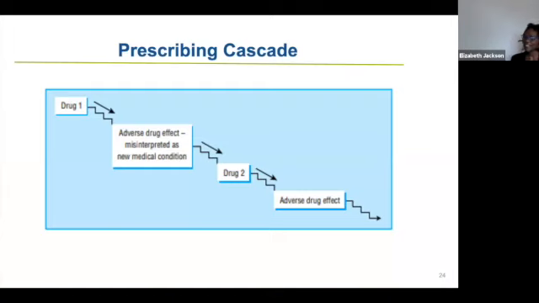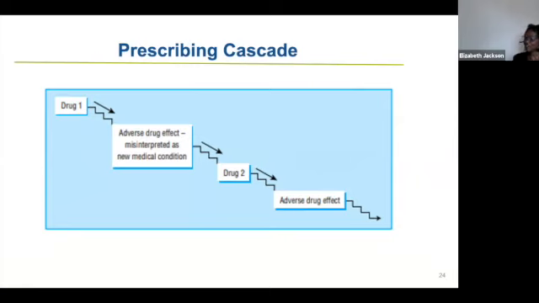A prescribing cascade occurs in a situation where you have one drug, which we're going to call drug 1. This drug causes an adverse drug effect, which then is misinterpreted as a new medical condition. As a result, drug 2 is now being prescribed. Unfortunately, drug 2 has an adverse drug effect, which then can be misinterpreted as a new medical condition, and a new drug can be prescribed.